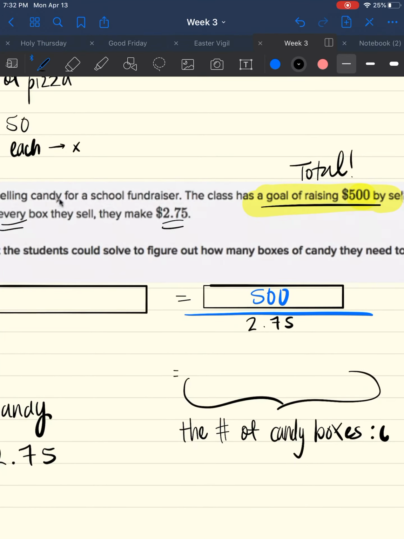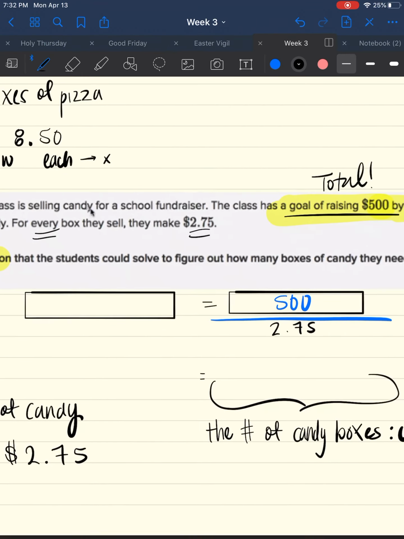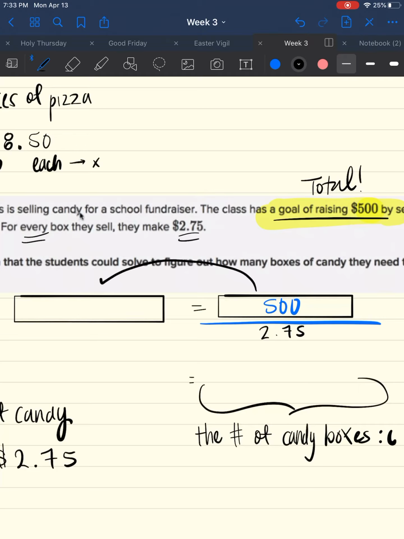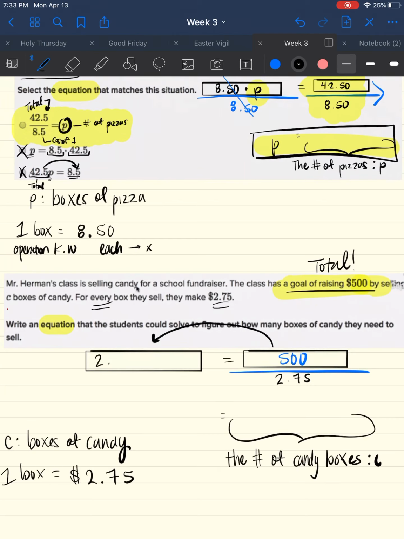Okay, now let's do the opposite of that. If you're dividing by 2.75 to get back to C, what do I have to have over here? The inverse of division, multiplication. So then therefore, I'm taking 2.75 and multiplying it by C, the number of boxes of candy, because you're trying to leave C by itself.